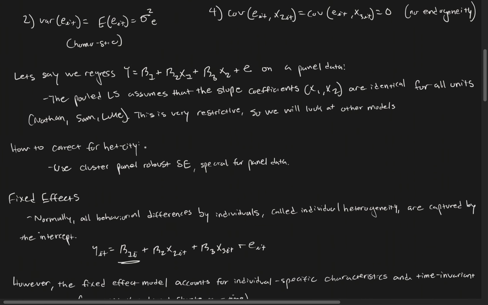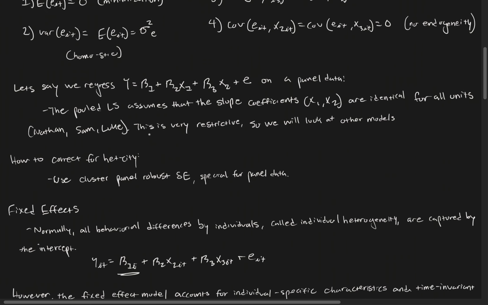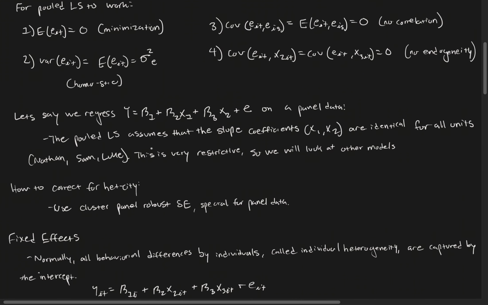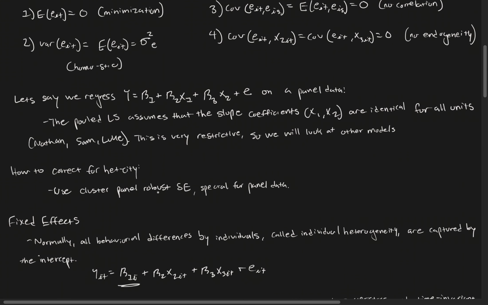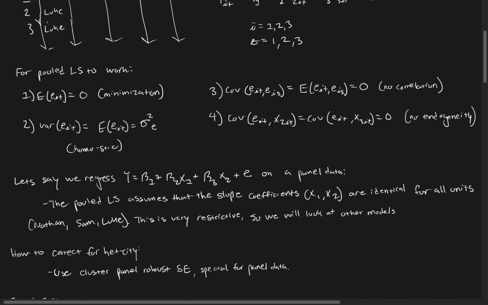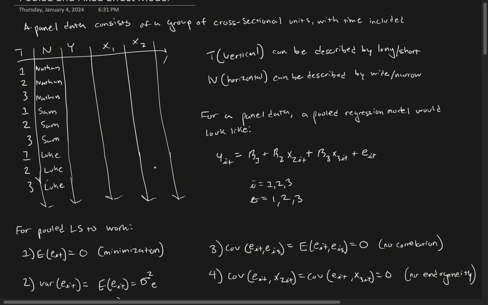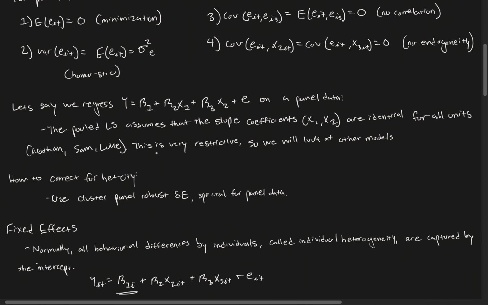And okay, so how to correct for heteroscedasticity? Pretty much the same. We'll call this the cluster panel robust standard errors, which is a special unique solution for panel data. We'll correct it on the software using a similar process to what we did before on a regular data set.